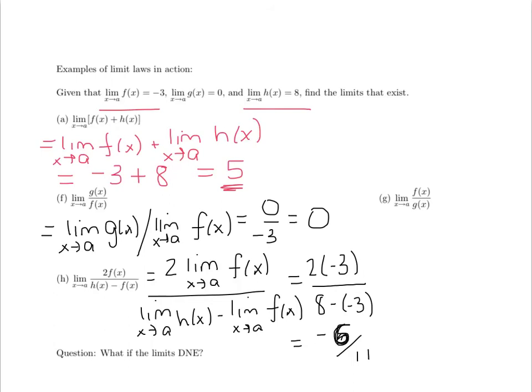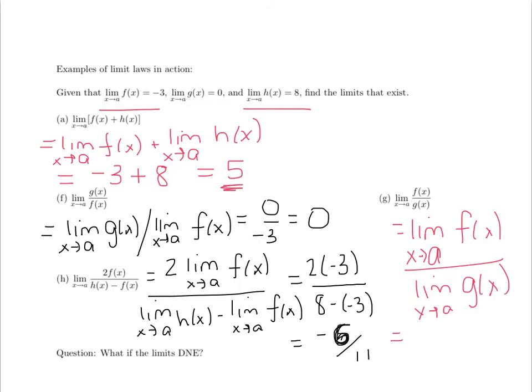And then there's one more over here. The limit as x approaches a of f of x divided by g of x. And in this case, we get the limit as x approaches a of f of x, divided by the limit as x approaches a of g of x. And in this case, you get negative 3 over 0. But we know that that's actually not a real number.